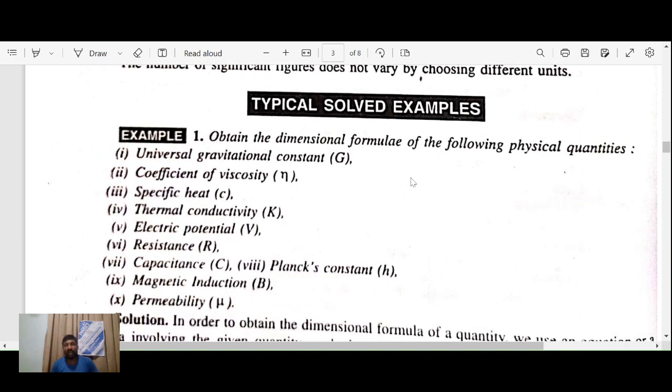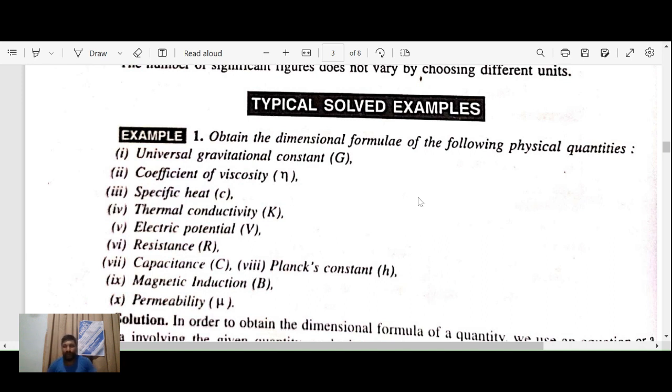Here, typical solved examples, really important. Let's consider the first example and discuss how we are going to obtain the answer. Look at example number 1: obtaining the dimensional formulae, the plural of formula, of the following physical quantities. Number 1, universal gravitational constant capital G. Number 2, coefficient of viscosity eta. Number 3, specific heat capacity, small c. Number 4, thermal conductivity. Likewise, we have 10. Those are really important and tricky.